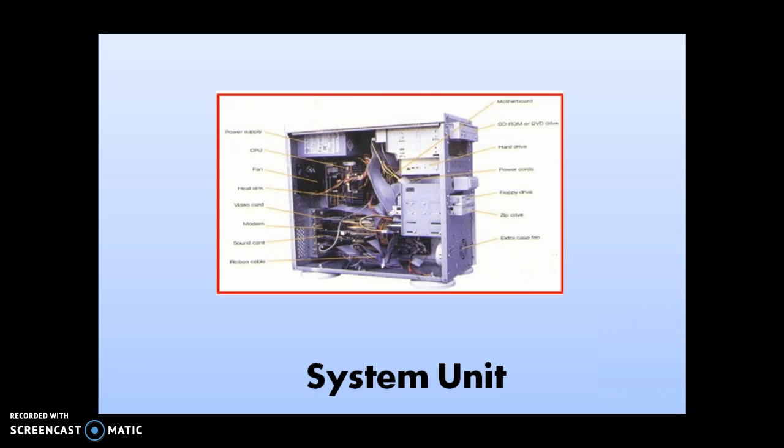We have the system unit. A system unit is the main part of the microcomputer. It is sometimes called the chassis. It includes motherboards, microprocessor, memory chips, buses, ports, expansion slots, and cards.